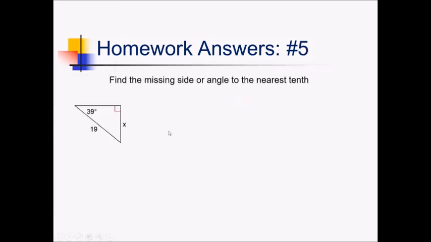On this problem, we're trying to find this missing side of the triangle. Since we only have one side and an angle and it's not a special triangle, we're going to go ahead and use SOHCAHTOA. Based on this angle, we're looking for the opposite side and we have the hypotenuse. So opposite over hypotenuse, that's the SO part of SOHCAHTOA. So that's sine equals opposite over hypotenuse for the ratio.